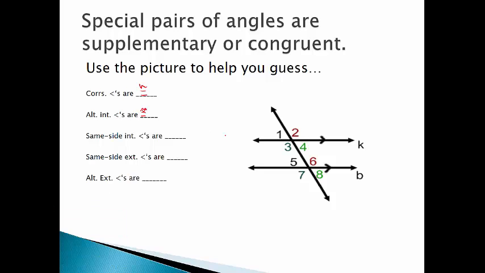If I look at a pair of same side interiors, say 3 and 5, one's obtuse, one's acute. There's no way that they're the same. So if they're not the same, they make 180. So they add to make 180, which means they're supplementary. If we look at same side exterior, that could be 2 and 8. Again, we have obtuse, we have acute. There's no way that these are the same, so they must make 180.